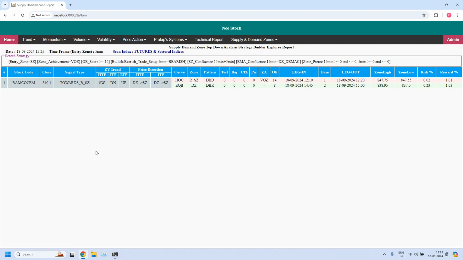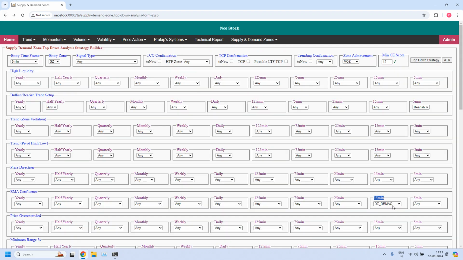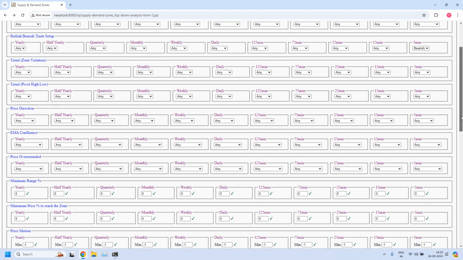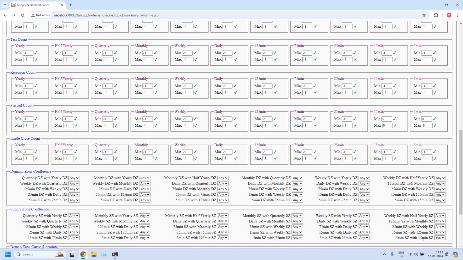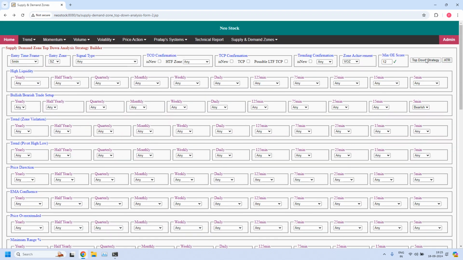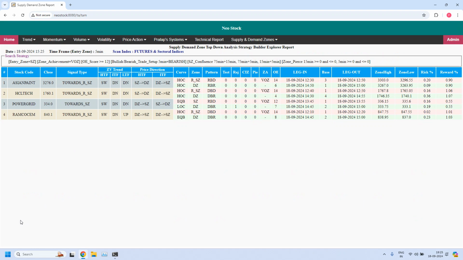Okay, next let us look for LTF, ITF, HTF confluence. First we need to remove this EMA filter. That means 5 minutes, 15 minutes and 75 minutes supply zone confluence. So 5 minutes with 15 minutes is already enabled. Next 5 minutes supply zone with 75 minutes supply zone enabling, and 15 minutes supply zone and 75 is also enabling. That means LTF, ITF, HTF confluence. So 4 stocks are filtered. And in all the 4 stocks, the HTF trend is sideways. So no need to look for EMA confluence.